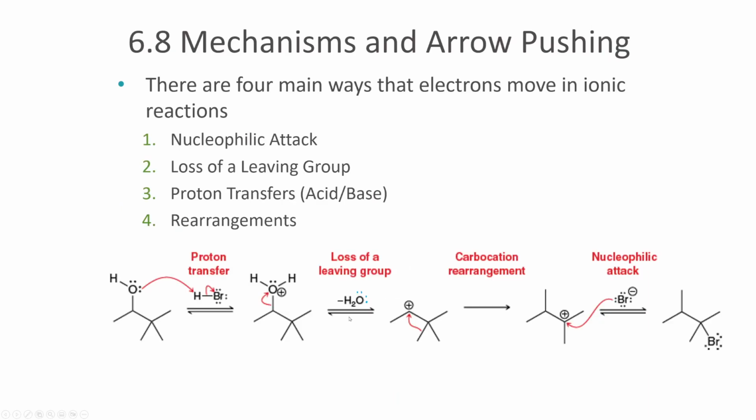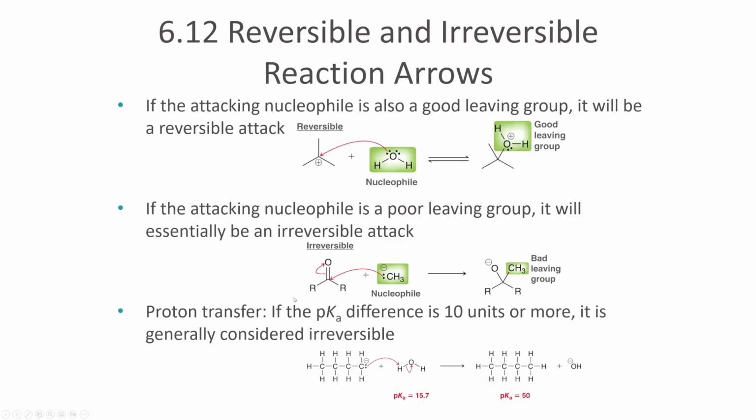Also, what you may have noticed is that some of these arrows are written 2 ways and some are written 1 way. The question is, how will you know whether you should write a 2-way arrow or a 1-way arrow? And the way you determine that is based on the relative energetics and kinetics of these. And so here's some shortcuts to estimating that.